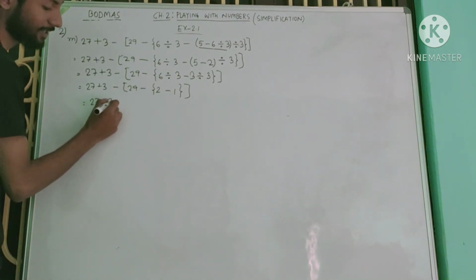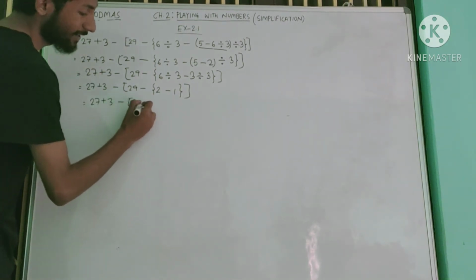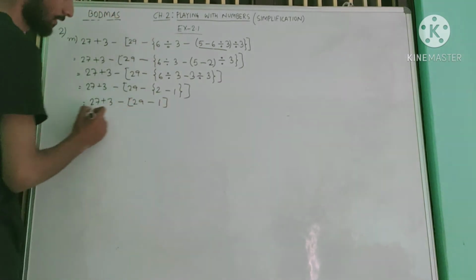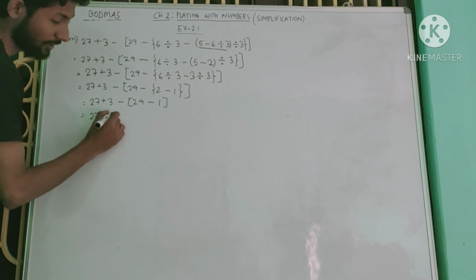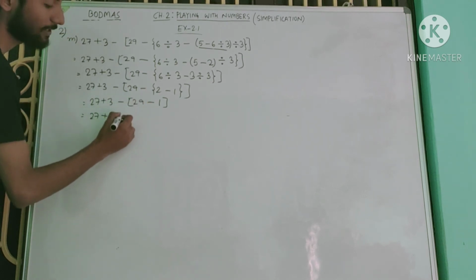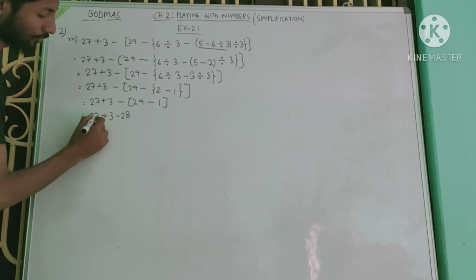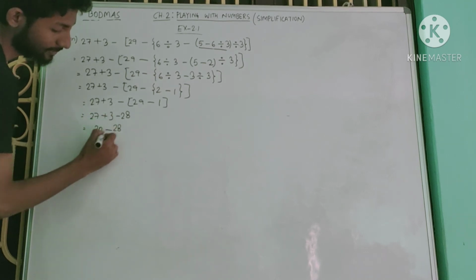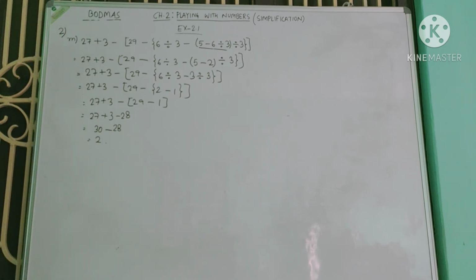Now 27 plus 3 will remain the same, minus 29 minus 2 minus 1 is 1. Then 27 plus 3 minus 29 minus 1 is 28. Now 27 plus 3 is 30 minus 28, which is equal to 2.